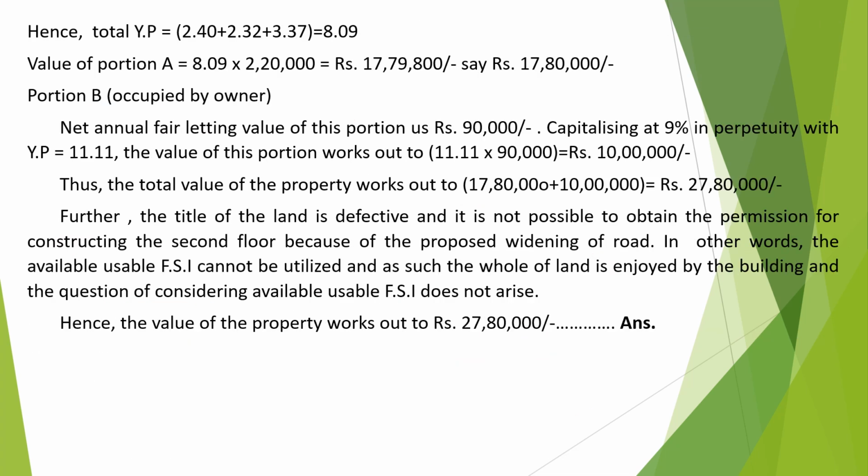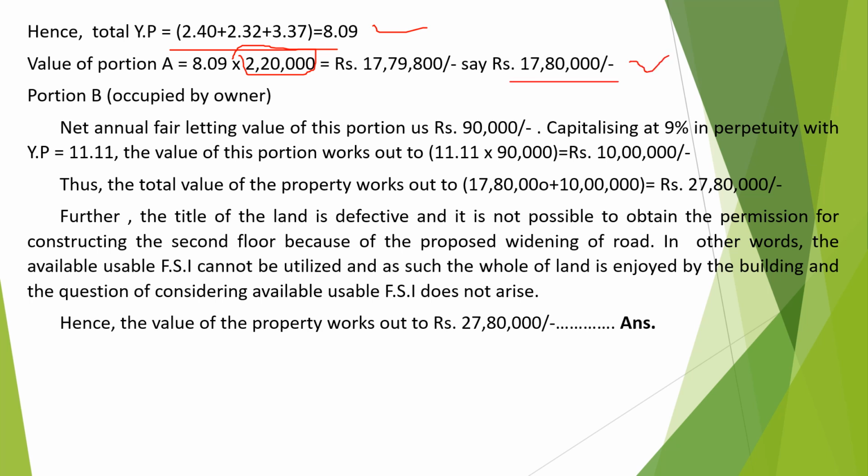You add these, total YP comes out to be 8.09. So why have we added? Because this net rent is 2,20,000. It remains constant throughout the period. So the value of the portion A comes out to be 17,80,000 approximately.